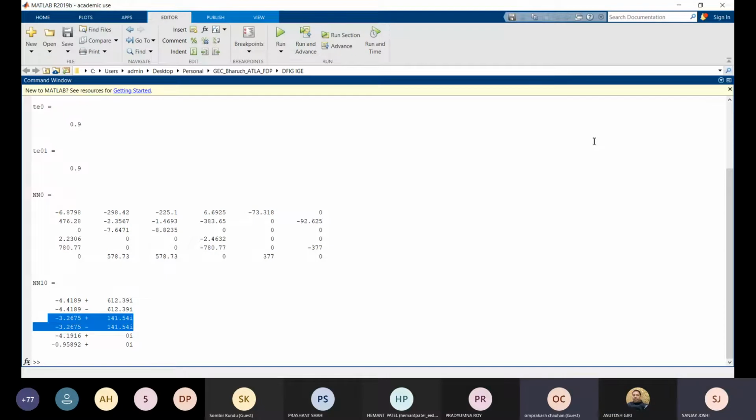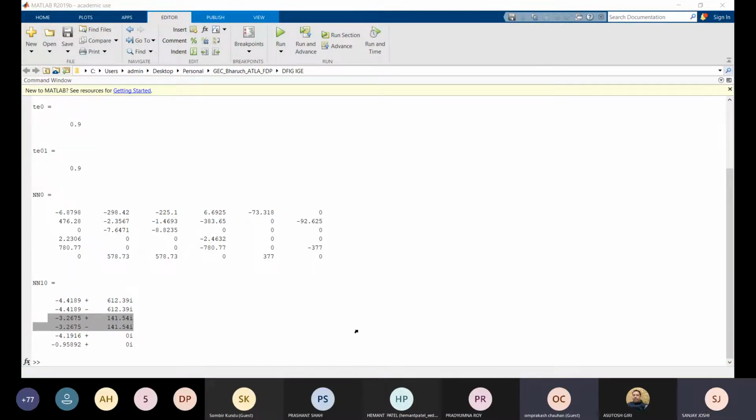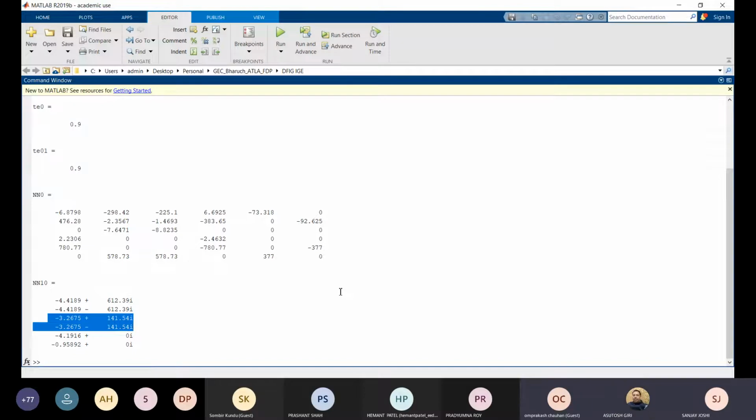So these eigenvalues are very, very important. The frequency is 141.54. Can you see here in the first column? Yes, sir. Minus 3.267, 141.54. Yeah, so this is the frequency of the network mode.